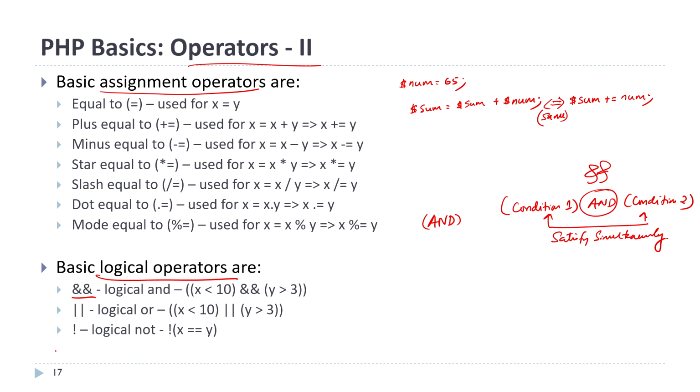The or is given by two vertical bars. The vertical bars are on the keyboard right above the enter next to the curly braces, and the not is denoted by an exclamation mark. Exclamation mark is a logical not. x not equal to y, so you are basically saying that if x and y are not equal, then that is what it is.